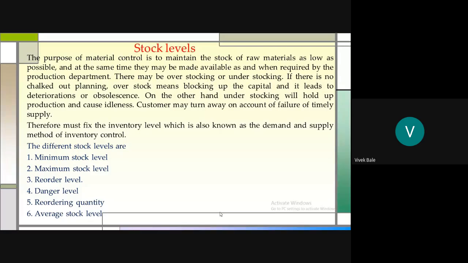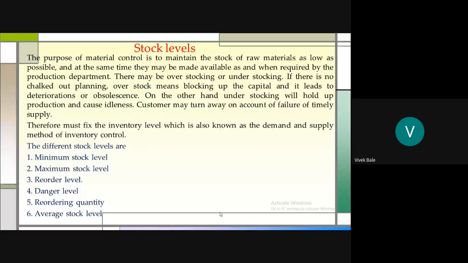Reorder level. Reorder level means when your stock is at maximum level, and once the production is started, your stock will get reduced. And when it goes down below the minimum level and above the danger level, then you are supposed to place an order into the market.